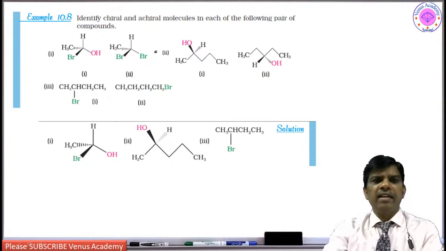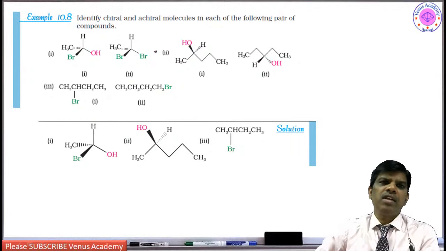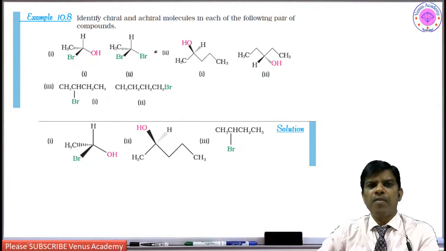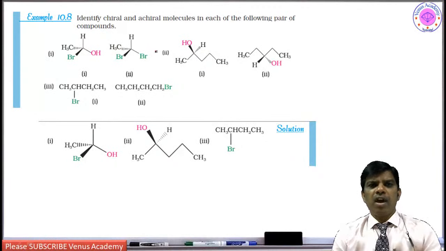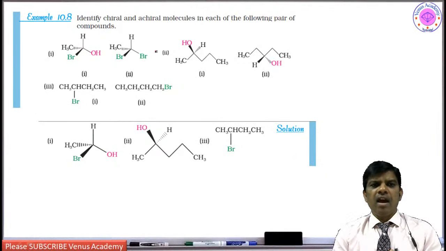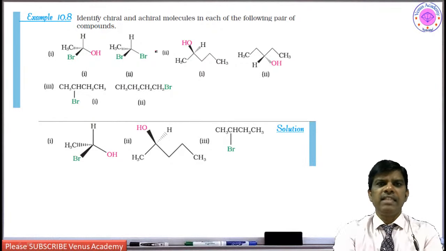Identify chiral. Now we know what a chiral molecule is: a compound substituted with 4 different groups is said to be a chiral molecule. Chiral molecules are compounds which have the power to rotate plane polarized light towards the right side or left side, based on their optical activity, the capacity to rotate light. If it is the right side, it is said to be dextrorotatory. If it is the left side, it is said to be levorotatory, isn't it?